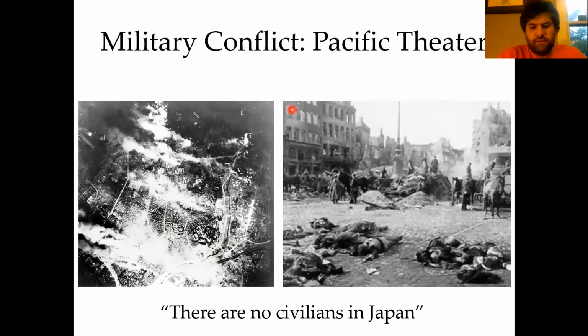The way that the Japanese fought back and fought to the death convinced many Americans in policy positions that we could not afford to make a distinction between civilians and soldiers in Japan. To quote one military man, there are no civilians in Japan.